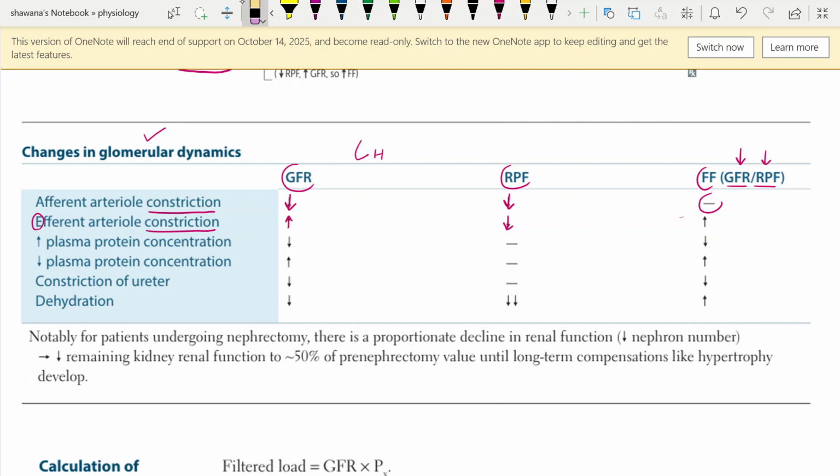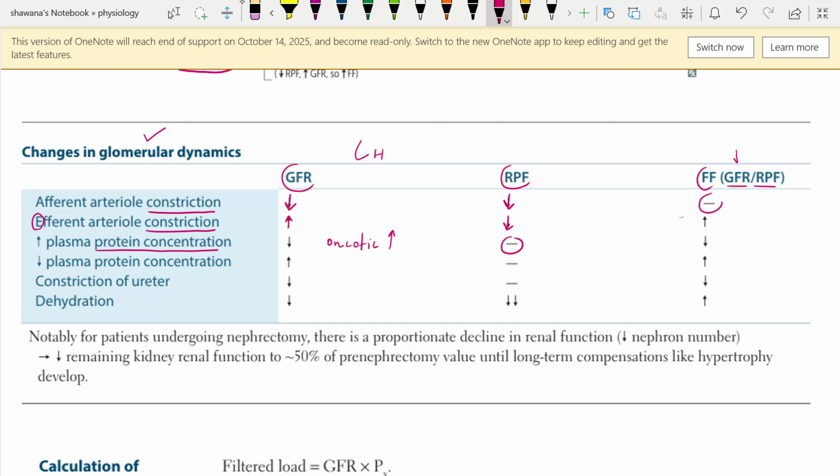If plasma protein concentration is increased, it will have no effect on renal plasma flow because protein concentration cannot affect that. But can they affect the GFR? Yes, they can, because protein concentration develops the oncotic pressure. And when there is high oncotic pressure, there will be less GFR because oncotic pressure is an opposing pressure towards filtration. So filtration fraction would be decreased because GFR is decreased. When the plasma protein concentration is decreased, it means that oncotic pressure is also decreased. So renal plasma flow will not change, but GFR will increase and filtration fraction will increase.